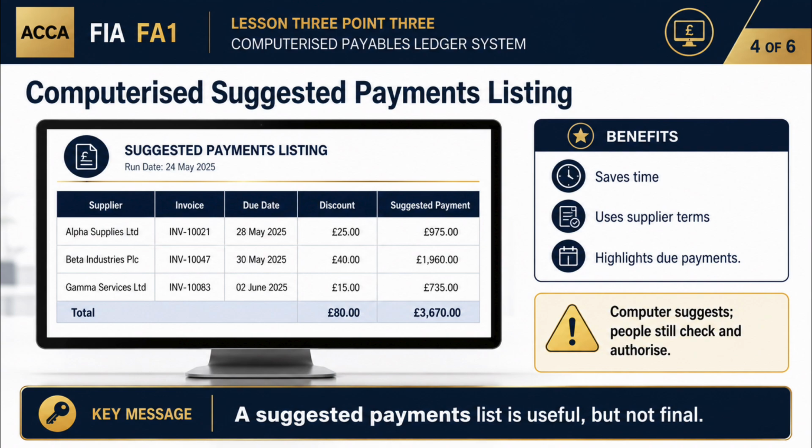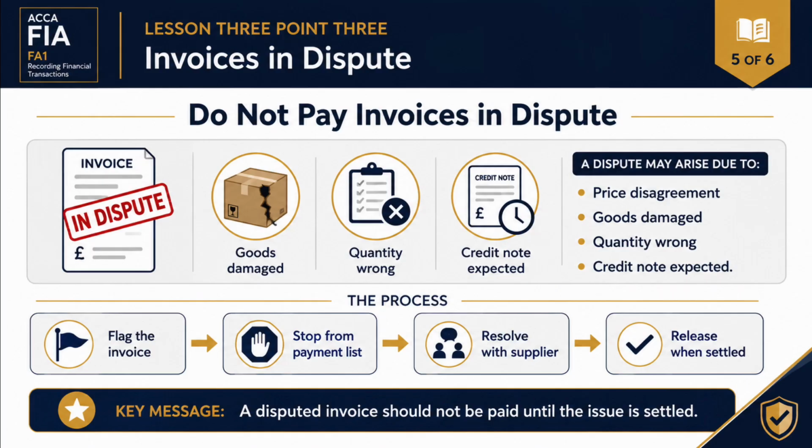Why the suggested payments list must be checked. A computer system may not know every business situation. For example, the computer may suggest paying an invoice, but there may be a problem with that invoice. Maybe the goods were damaged. Maybe the quantity was wrong. Maybe the supplier charged the wrong price. Maybe a credit note is expected. Maybe the invoice is under investigation. Maybe the business does not have enough cash today. Maybe the manager wants to delay payment for a valid reason. So the suggested payment list is useful, but it is not final until it has been reviewed and authorized.